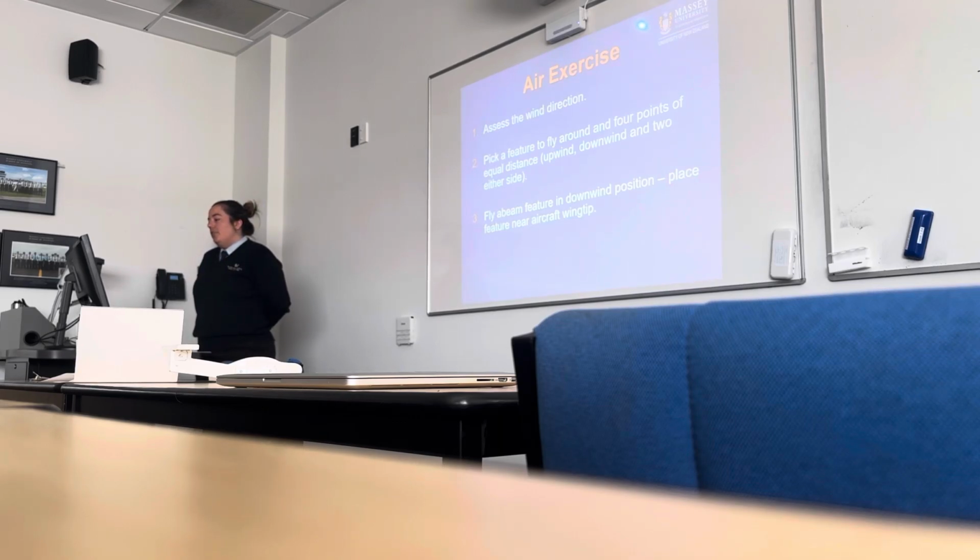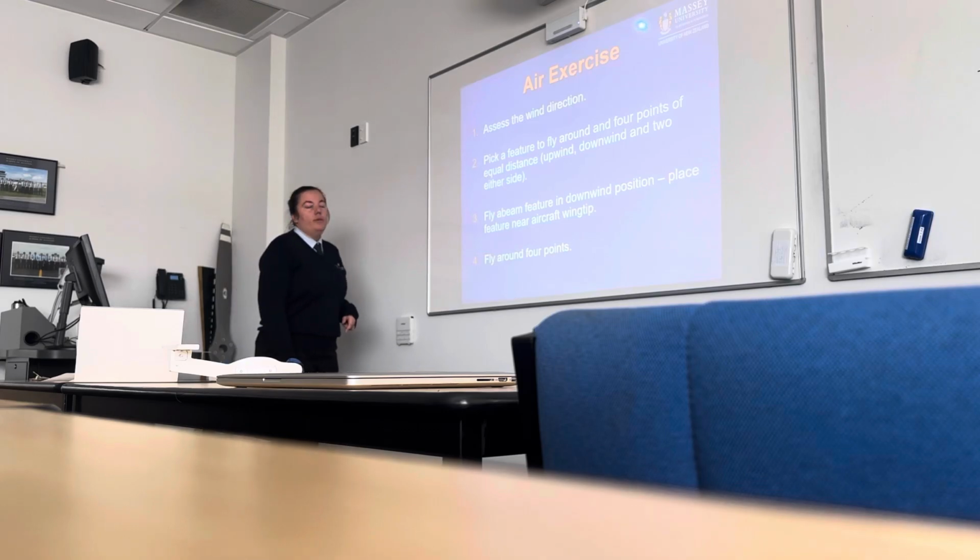Fly abeam the feature in the downwind position and place the feature near the wingtip. Fly around your 4 points. Now, those 4 points that you pick around your feature may also not be equal distance. Use them as references. One you might be flying right over, one you might have on your left side as you fly nearby it. Don't expect to have a perfect setup.